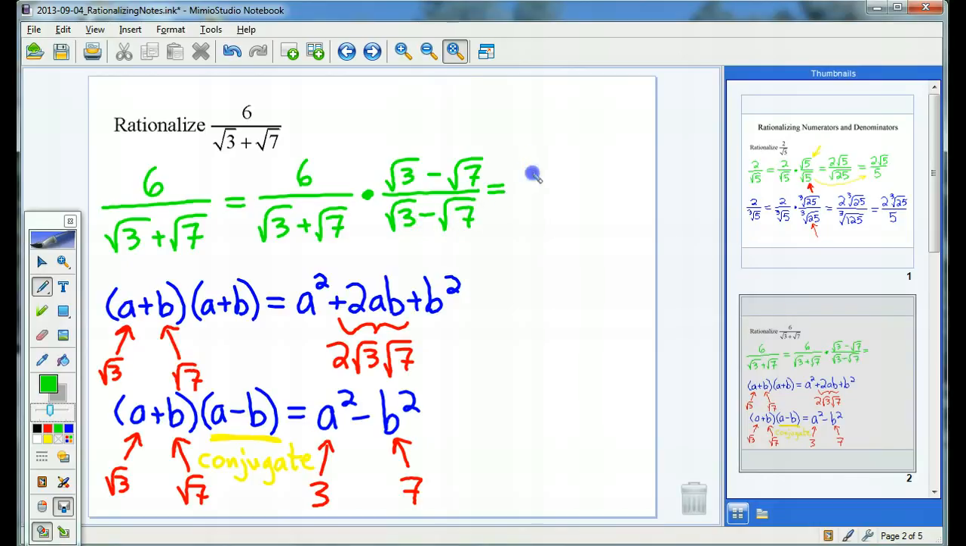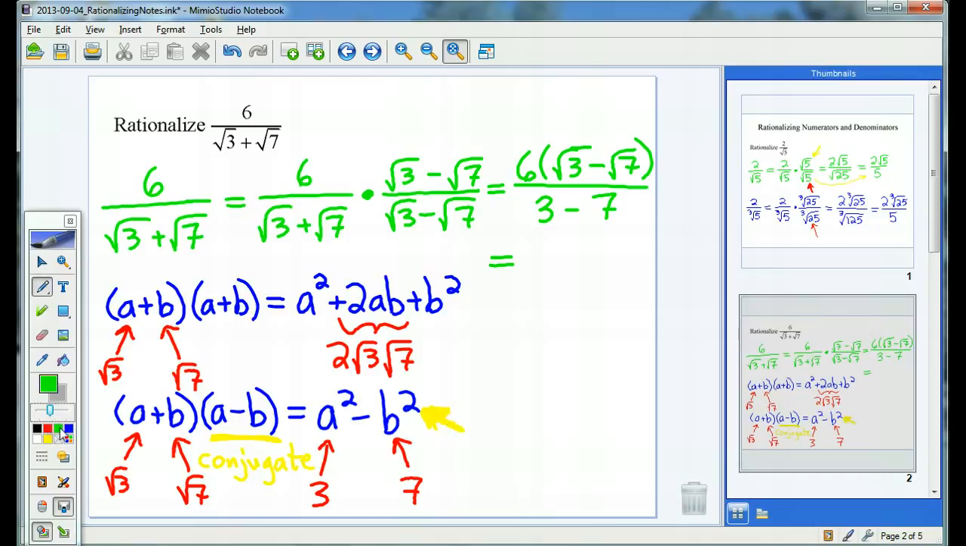So in the numerator, we get 6 times the quantity, square root of 3 minus square root of 7. And in the denominator, like we saw here, we're going to get a squared, which is just 3, minus b squared, which is just 7. And there you go. We have gotten rid of the radicals that are in the denominator. This is based on using conjugates. This also only works with square roots because of what we're doing here of getting a square on there. So again, this is not the kind of thing that would work with cube roots.